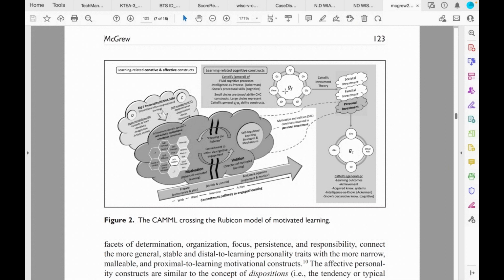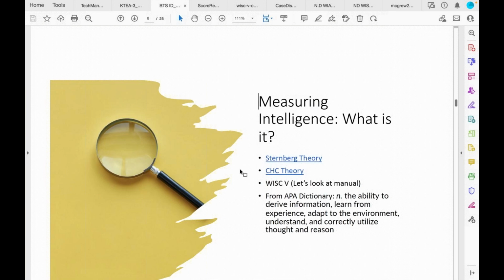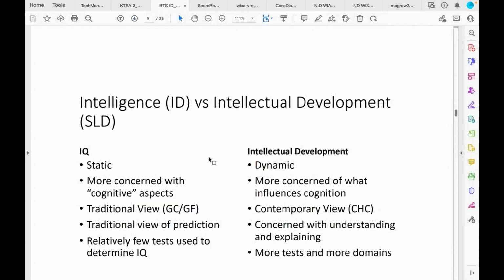CHC theory. Let's take a look at contemporary CHC theory right now. It's very interesting because this has been around a while. Hold on, where did it go? I had it all queued up. Here it is. Here is the latest and greatest CHC theory.